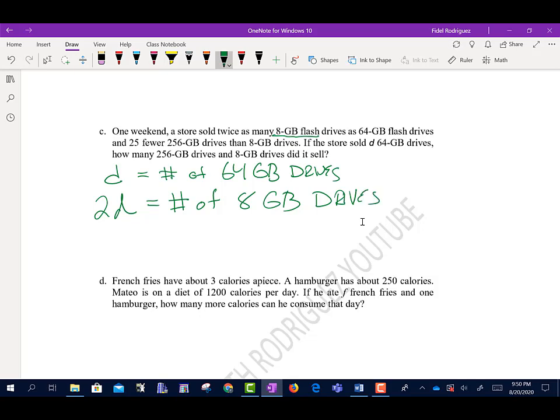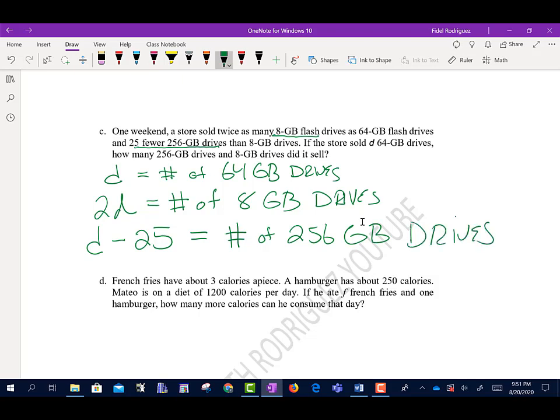And let's see. We sold 25 fewer 256 gigabyte drives than we did of the 8. So however many number of the 8 we sold, that number minus 25 would be the number of 256 gigabyte drives. Okay. So a big part of this here, y'all, is how can I read these sentences that are written in English and translate them into algebra, okay?